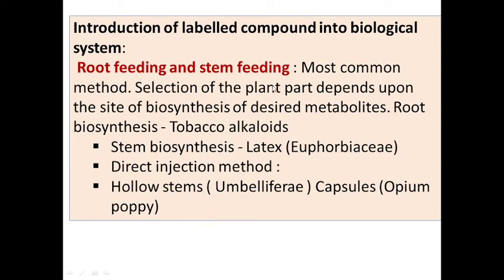So according to the part where that particular secondary metabolite gets synthesized, different methods are selected for introduction of the label compound. If the site is root, then the root feeding method is used. If the site is stem, then the stem feeding method is used. In stem feeding, the cut portion of the stem is placed in a water nutrient medium with radiolabel compound. Those plants which have very hollow stems use the direct injection method, and so do capsules, for example opium poppy capsules.